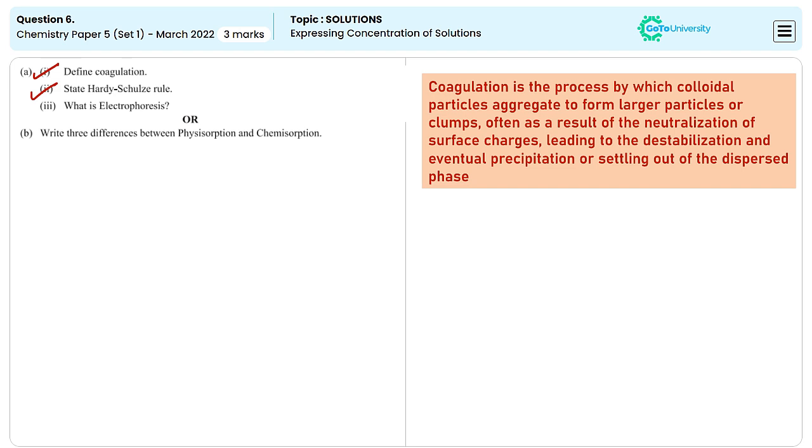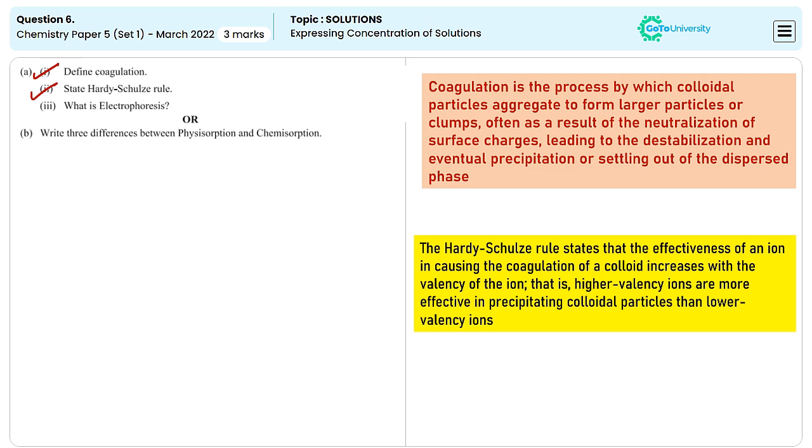According to the Hardy-Schulze rule, the coagulation of a colloidal system is more effective when the valency of the counter ion is higher. This rule implies that ions with higher charges are more effective at neutralizing the charge on the colloidal particles and inducing coagulation compared to ions with lower charges. This is because higher valency ions can neutralize more charges at once, leading to more effective aggregation of the particles.